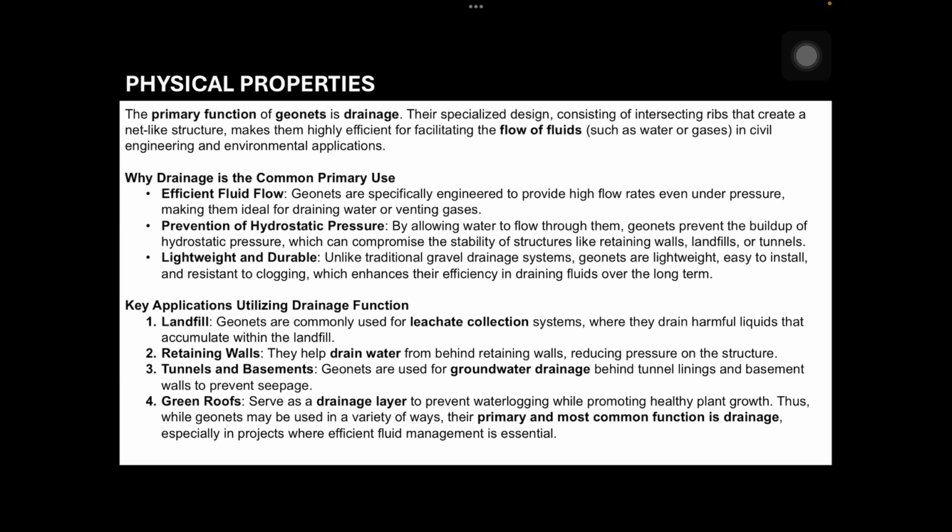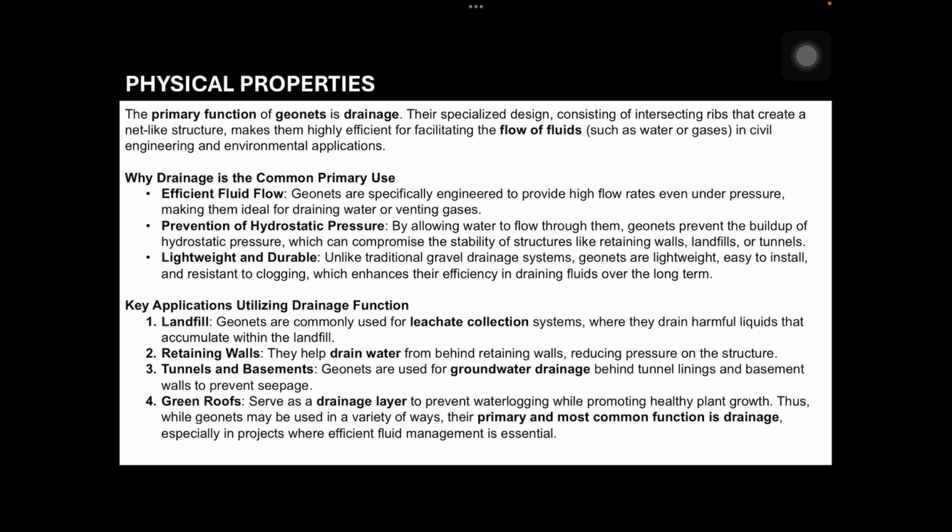And also, geonets are lightweight and durable. Unlike traditional gravel drainage systems, geonets are lightweight, easy to install, and resistant to clogging, which enhances their efficiency in draining fluids over the long time. So, kumpara sa mga naunang materials natin to form drainage, ito yung mga advantages ni geonets kumpara sa kanila.